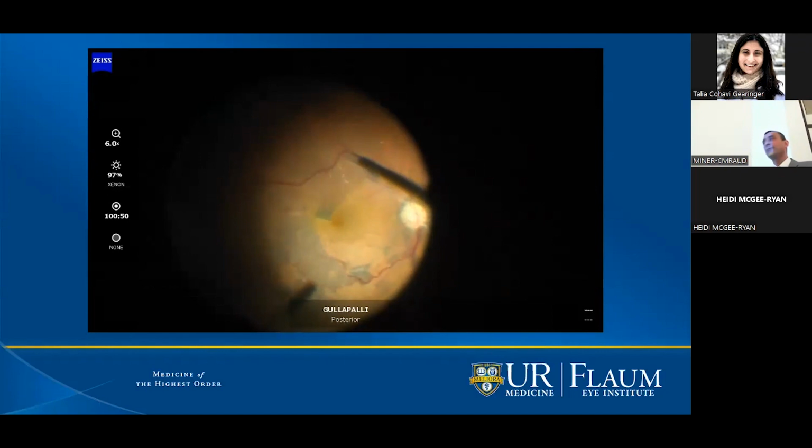And once it's done, say for example in a macular hole, we would fill that up with a gas bubble, and the gas bubble will push up against the retina, and the surface tension of the bubble will help to squeeze the retina together, so that the hole approximates and closes up.